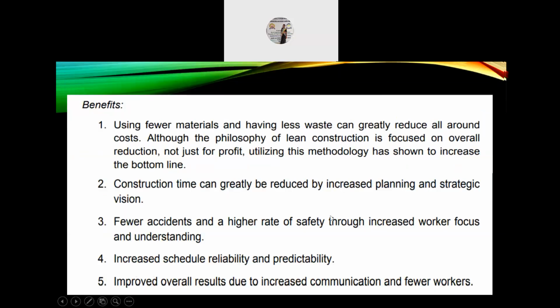The benefits of lean construction. Number one, using fewer materials and having less waste can greatly reduce all around cost. Although the philosophy of lean construction is focused on overall reduction, not just for profit, utilizing this methodology has shown to increase the bottom line. Number two, construction time can greatly be reduced by increased planning and strategic vision. Number three, fewer accidents and a higher rate of safety through increased worker focus and understanding. Number four, increase schedule reliability and predictability. Number five, improve overall results due to increased communication and fewer workers.